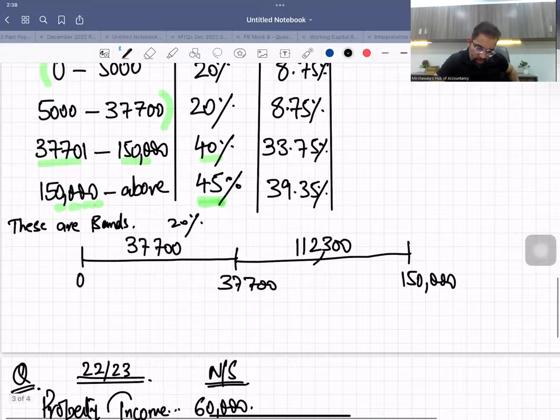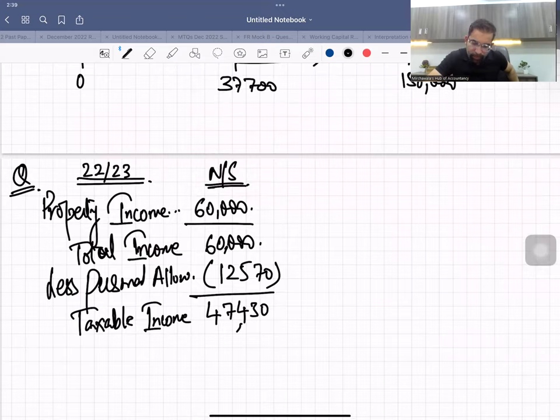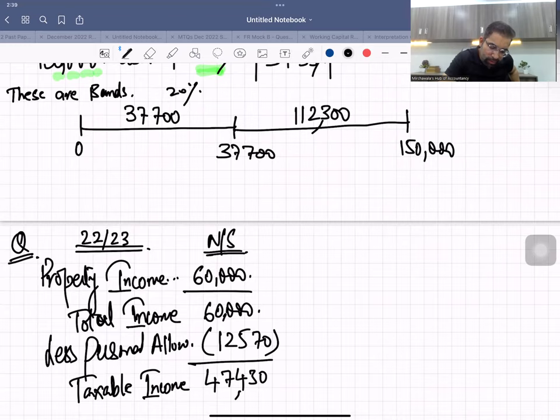Okay, so your income is 47,430. Now look at me. You will pick this income and knock on the first band. The capacity of the first band is only 37,700, and your income is much higher than this first band. So you will completely consume this first band, and that is 37,700.